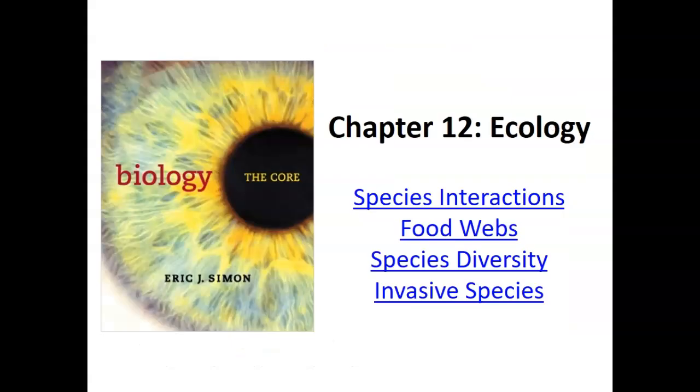In summary, we talked about community ecology in this section. We introduced you to the relationships among species. We also talked about food webs and some important concepts about invasive and keystone species. And we mentioned that the diversity of species in the community is very important. Hopefully this section is helpful for you to study chapter 12.